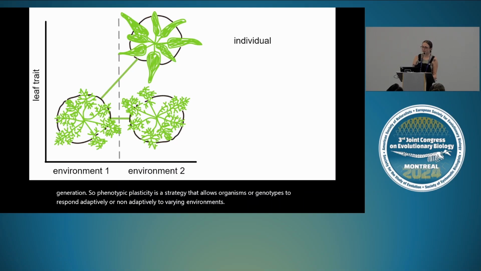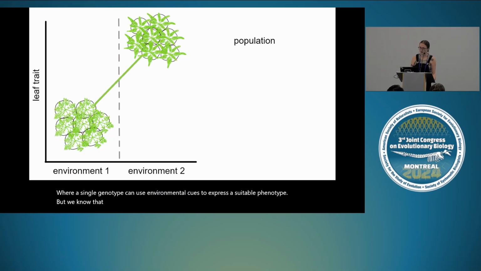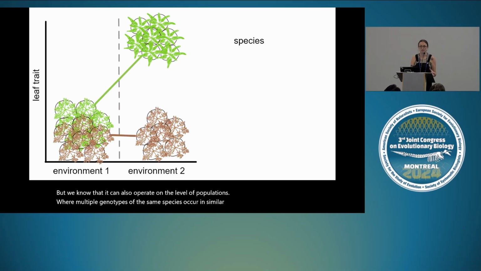It's most often thought of at the individual level, where a single genotype can use environmental cues to express a suitable phenotype, but we know that it can also operate on the level of populations, where multiple genotypes of the same species occur in similar conditions, as well as between species or among species.